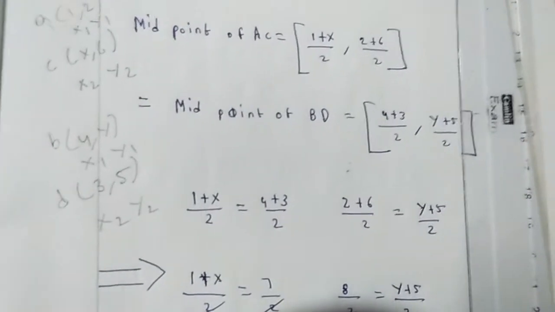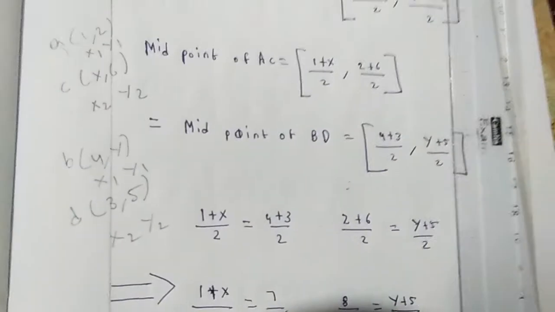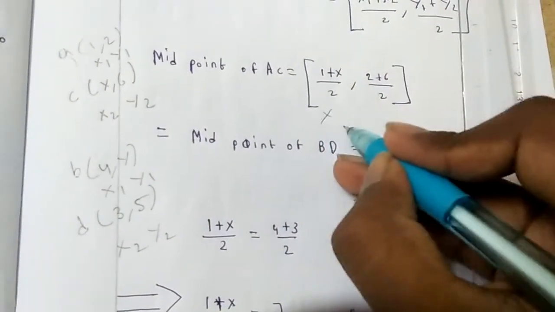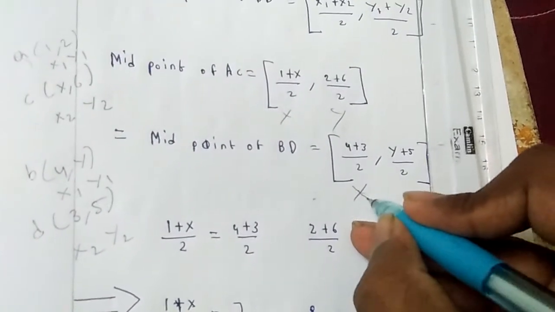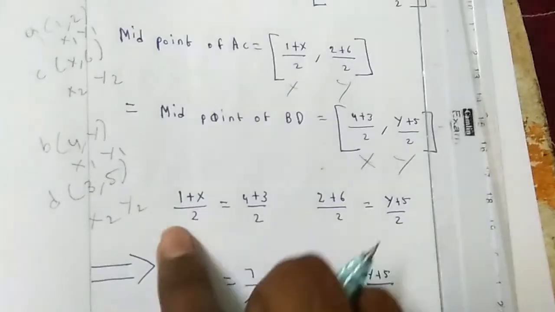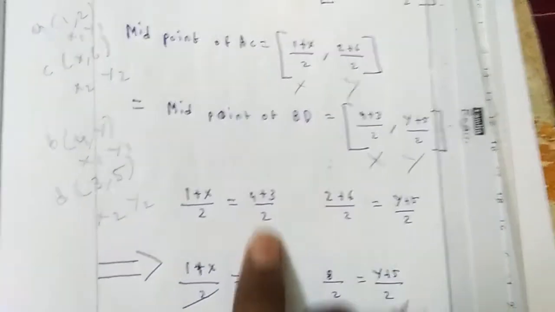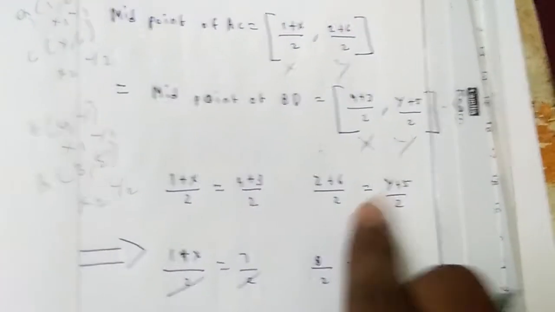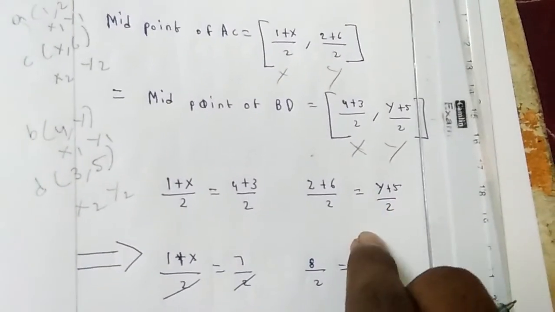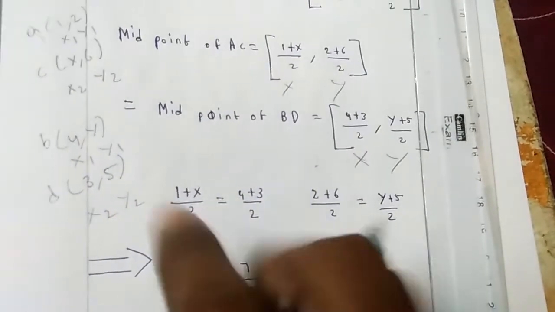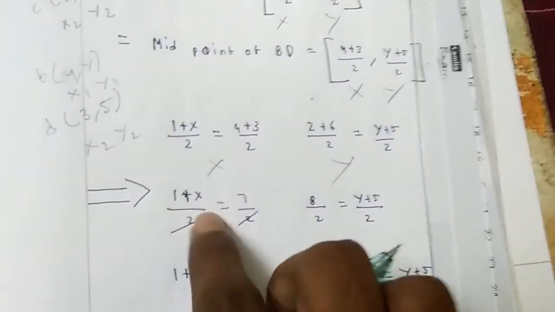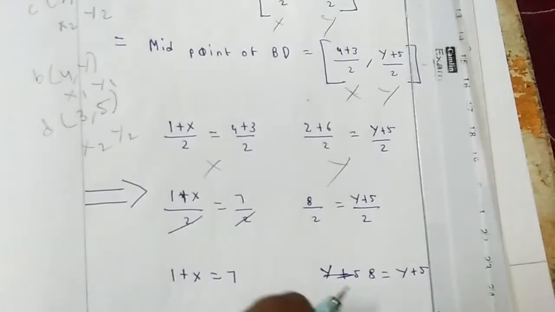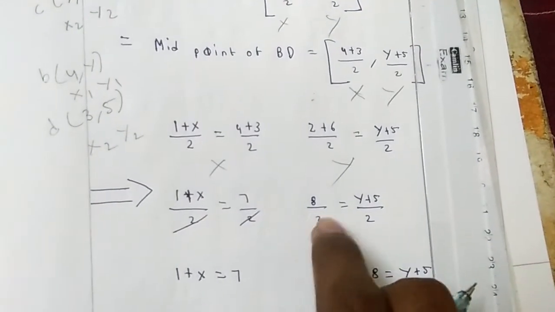Now bring the x-coordinates aside. This is the x-coordinate and this is the y-coordinate, and in the same way on the other side. So (1 plus x) by 2 is equal to (4 plus 3) by 2, and (2 plus 6) by 2 is equal to (y plus 5) by 2. These are x-coordinates and these are y-coordinates. So (1 plus x) by 2 is equal to 7 by 2, and 8 by 2 is equal to (y plus 5) by 2.